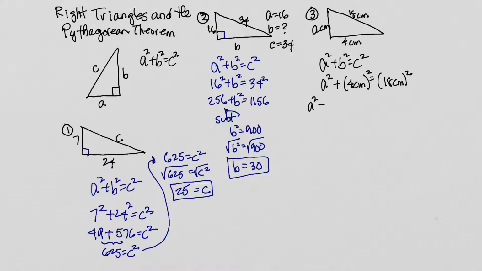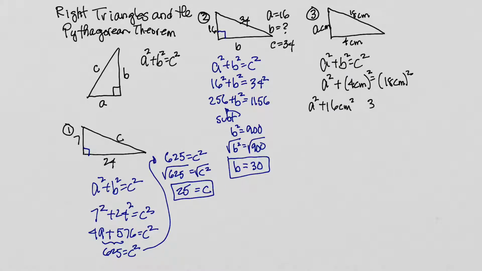This will give us a squared plus 16 centimeters squared, now 18 squared is, this is an equal sign here, this is equal to 324 centimeters squared. Then we are going to subtract those 16 square centimeters. So we'll get a squared equals, now 324 minus 16 is 308 square centimeters.